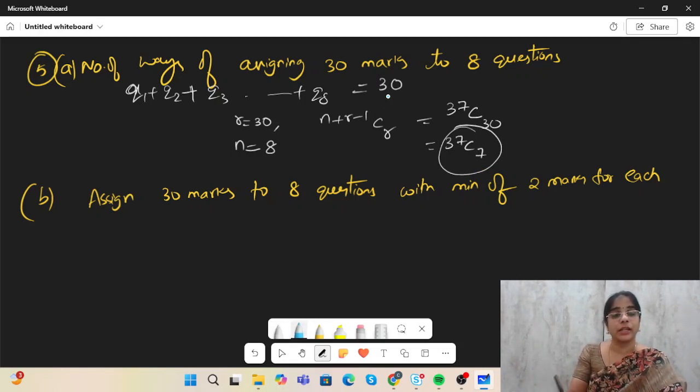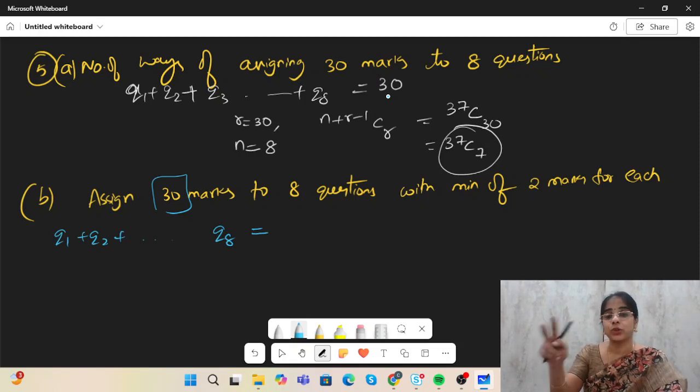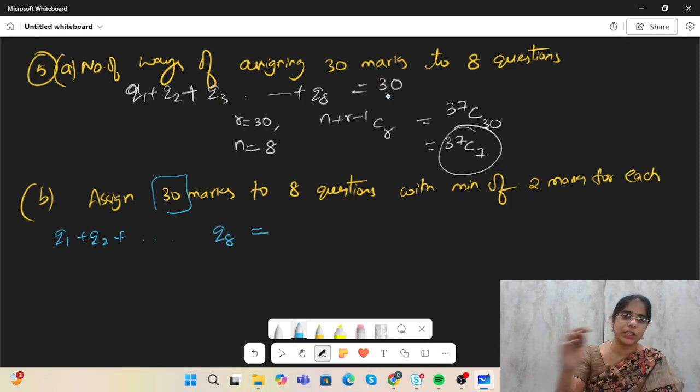Now coming to the next question, assign 30 marks, it's the same question in a different way. Assign 30 marks to 8 questions with a minimum of 2 marks for each. Again, it is the same as the earlier question. We have to distribute 30 marks to 8 questions, question 1 plus question 2 plus so on till question 8. Now 30 marks with at least 2 marks for each question. I have 8 questions. 2 marks I have to give to each and every question. How much now? 8 questions, 2 marks each. That is 8 into 2, 16 marks done.